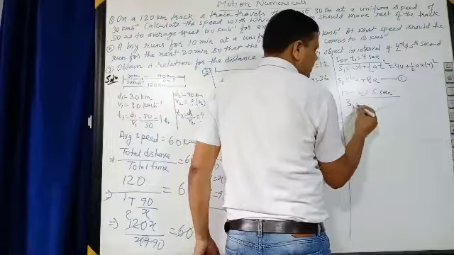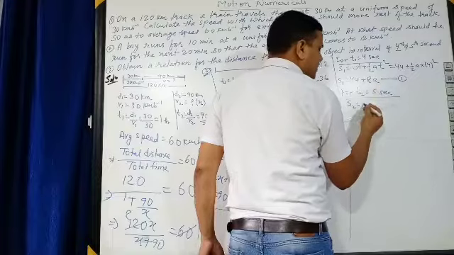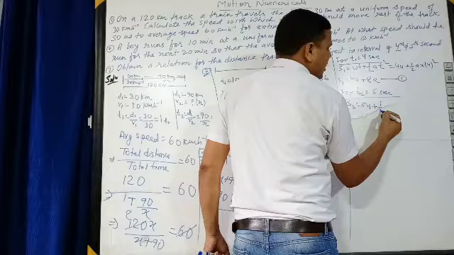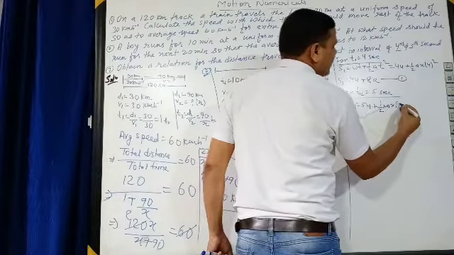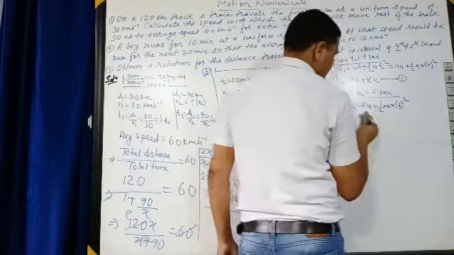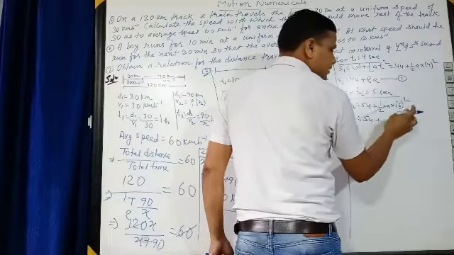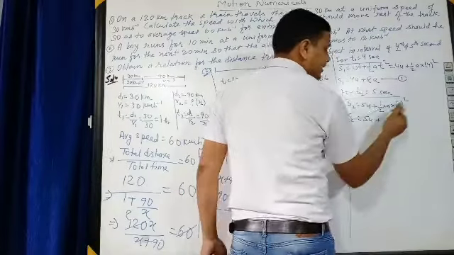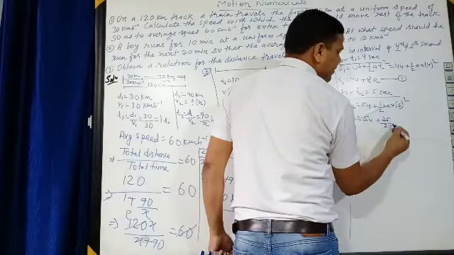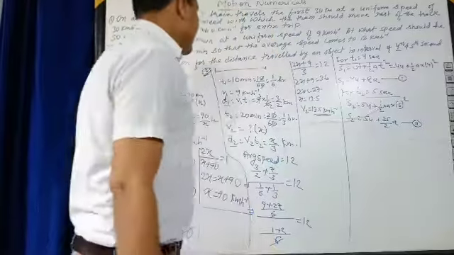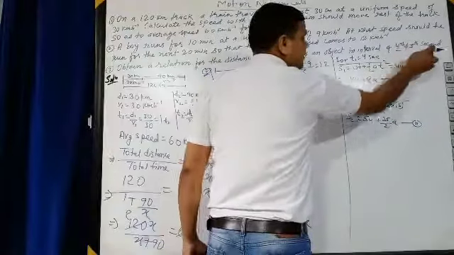What S2 will we get? For 5 seconds, 5 multiplied by u, 5u plus half a multiplied by 5 square. So what will we get? 5u plus 5 square is 25, so we will write 25 by 2 a. It is equation 2.